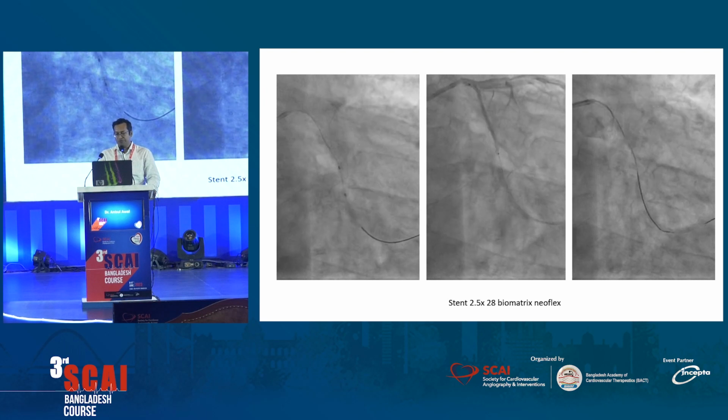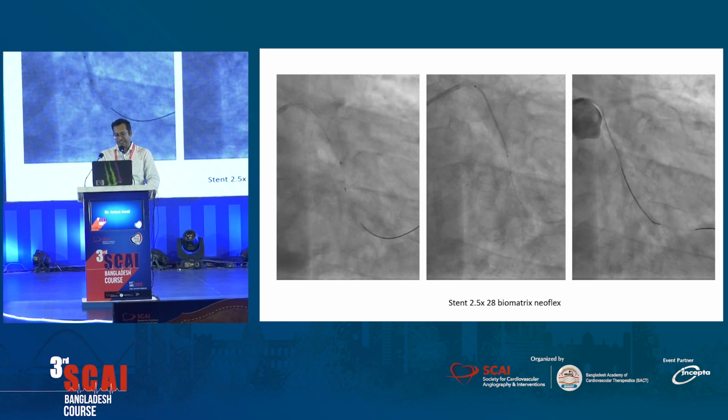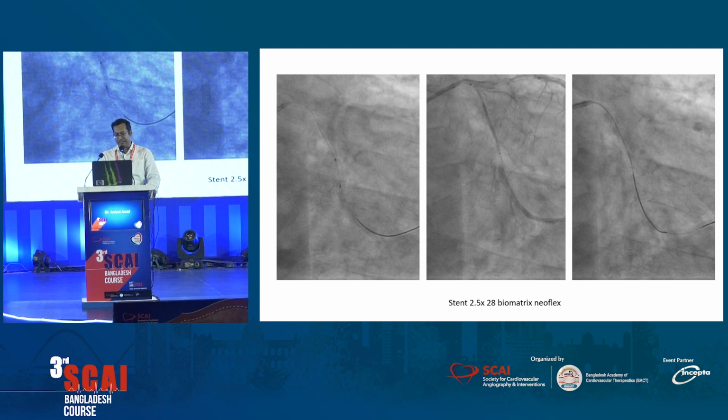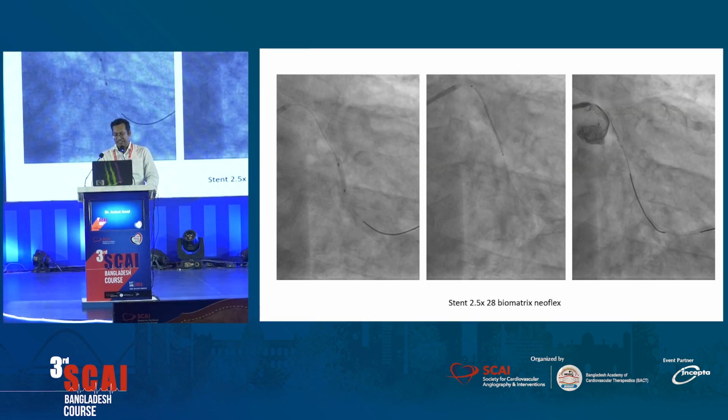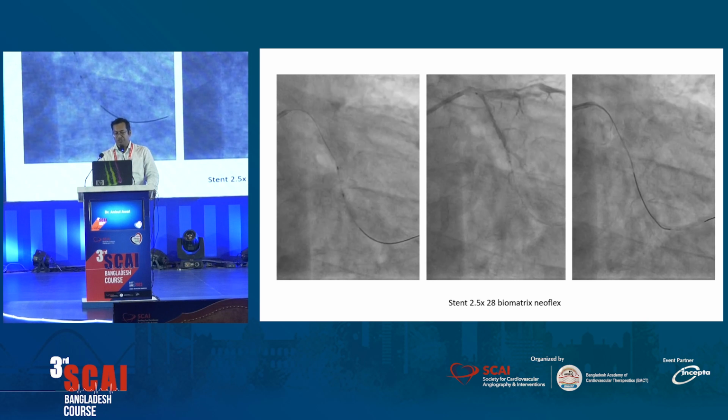Then what we did, we took another wire. We took two wires for the LCX, and over the wire we again predilated the lesion. We thought the predilation was sufficient, and then again we tried to introduce the stent.